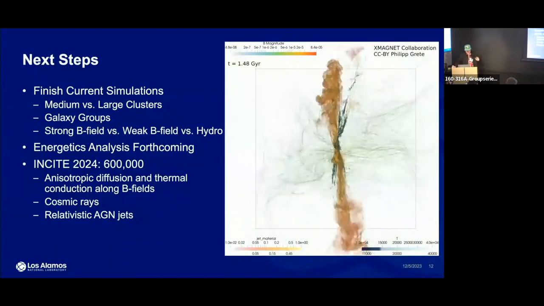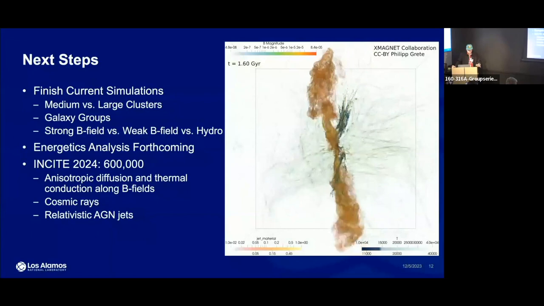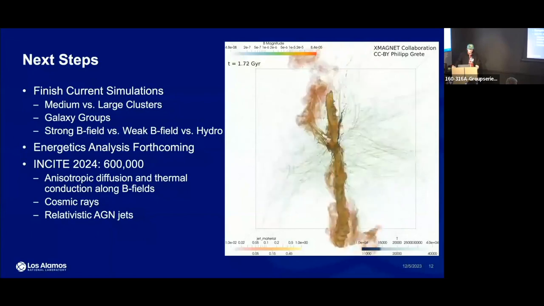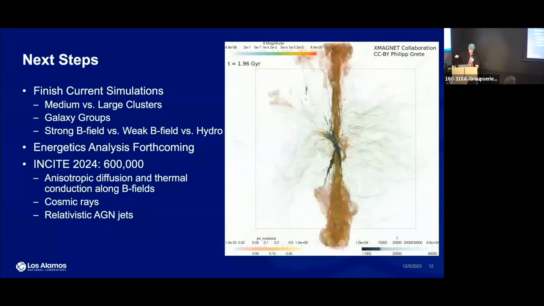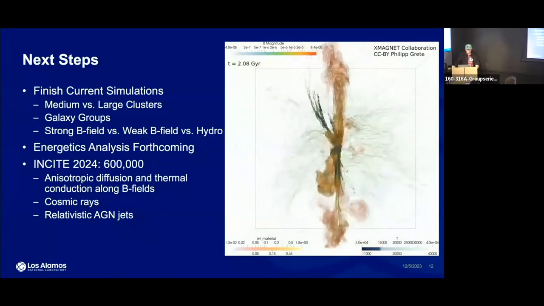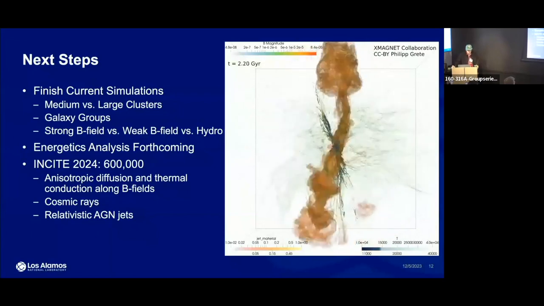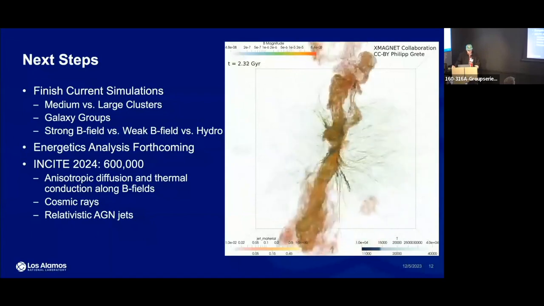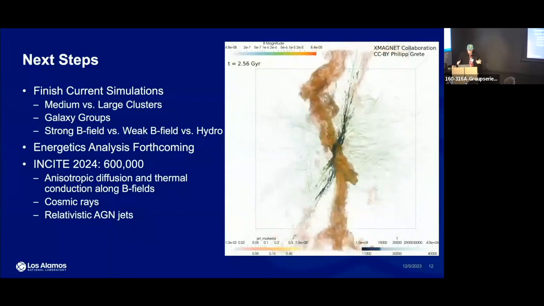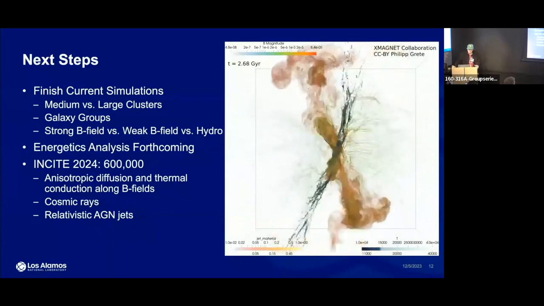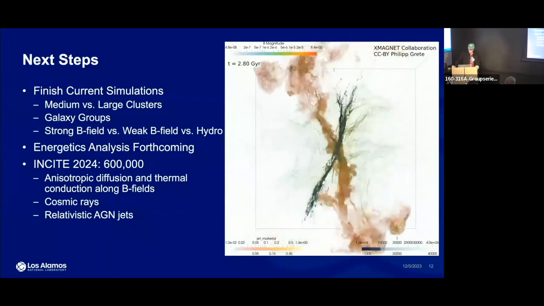Our allocation has also been renewed with more node hours on Frontier, where we'll be exploring anisotropic diffusion, thermal conduction along the B fields. We're also going to implement cosmic ray transport, and I'll be looking at putting in a relativistic speed for the jet, to see how that changes things. Any questions?